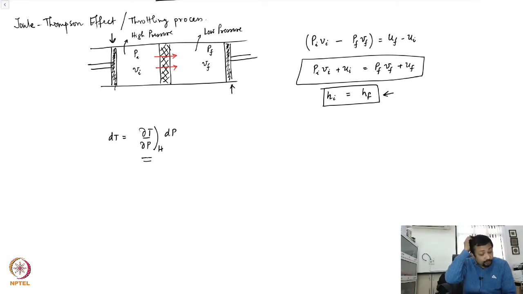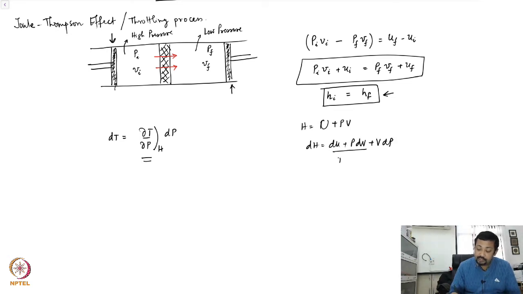Of course, we do not know the fundamental relation. So we start off by looking at the enthalpy, which is U plus PV, and dH is going to be dU plus PdV plus VdP. This is TdS from the first law: TdS is dU plus PdV, so that dH is TdS plus VdP.